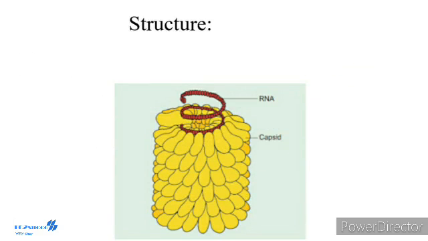Structure of TMV. Electron microscopy studies revealed that TMV is a rod-shaped helical virus measuring about 280 by 150 nanometers with a molecular weight of 39 into 10 power 6 daltons. The virion is made up of 2 constituents, the protein coat called capsid and the core called nucleic acid.